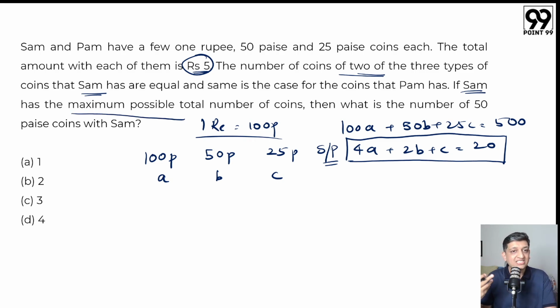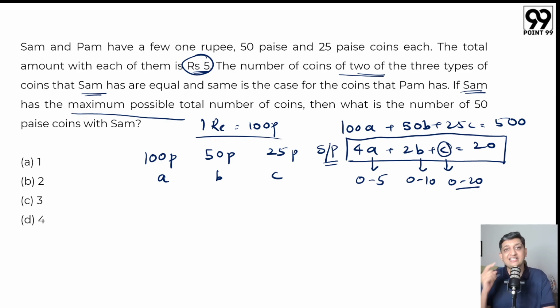Now if Sam has the maximum possible total number of coins, then we have to maximize C. Why do we have to maximize C? Purely because if Sam has to have the maximum possible number of coins, let's say the value of C is 20, then he will have the maximum number of coins. If I maximize A, for example, then A will be equal to 5. So if you look at the numbers here, A can take values from 0 to 5. B can take values from 0 to 10. Whereas C can take values from 0 to 20. So if I want to maximize the number of coins with Sam, I will have to maximize C. Now then C will become 20.